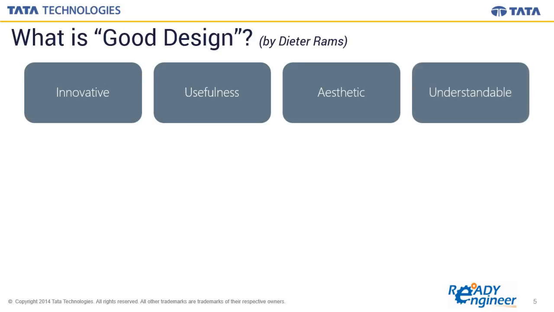The fourth and a very important characteristic of a good design is that it is understandable. You made a product which is innovative, it's useful, it's aesthetically great, but it is not understandable. You cannot understand whether it's a phone or a computer or what. If you make a product like that, it's not going to sell.